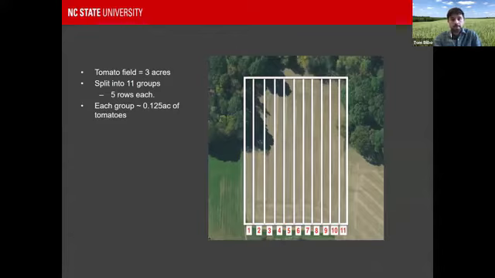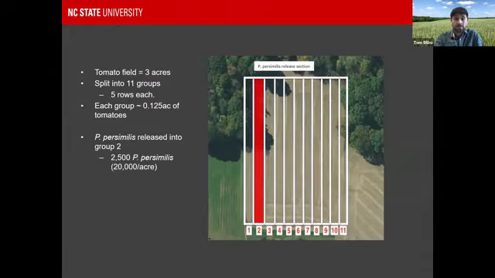So here's one example. This would be a tomato field that is about 3 acres in size, and it's split into 11 sections, split by drive rows, which go up and down fields. So if we take our Persimilis and we release 2,500 into section 2, and then we go out and we sample weekly and we see what happens.